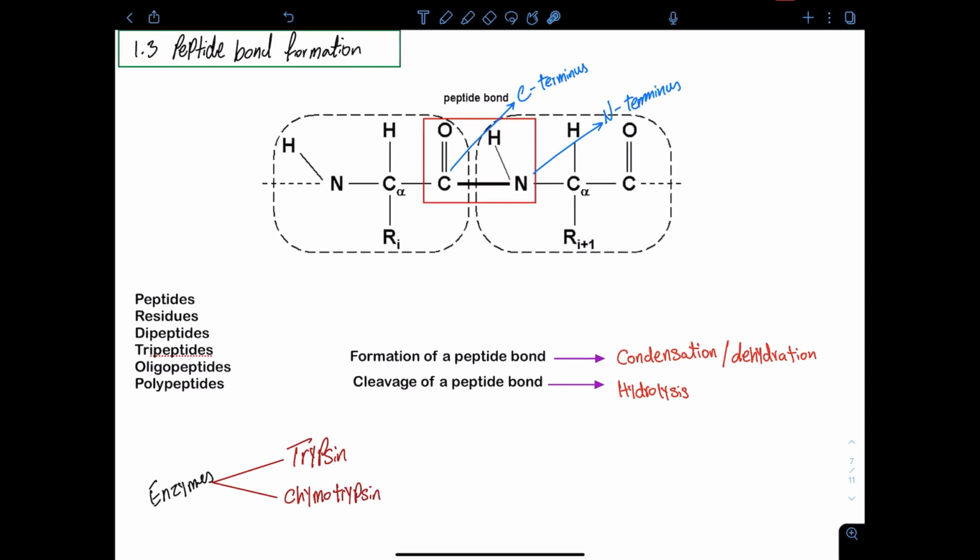So formation of a peptide bond actually results in an extra water molecule. So you gain a water molecule when a peptide bond forms. And if you want to remove that peptide bond, you're going to need a water molecule.